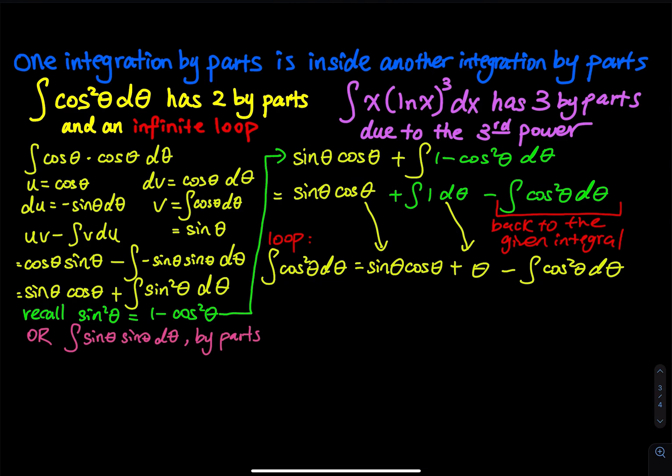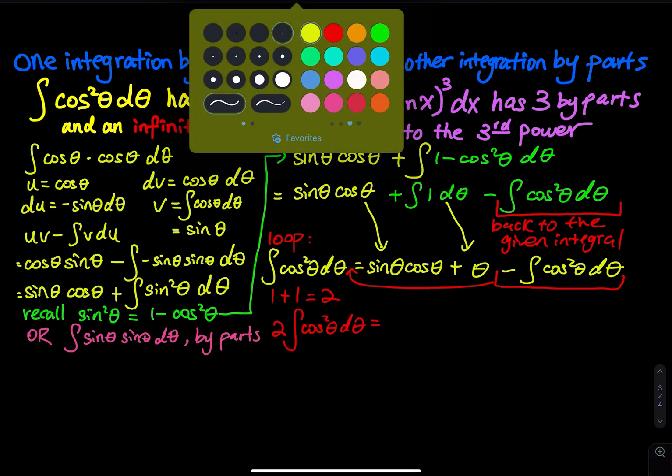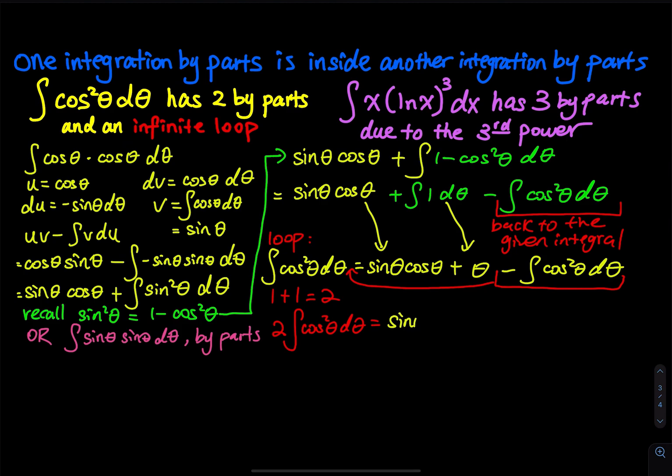That means I can just handle the loop like this. I'm going to take the minus cosine squared and put this back over here. Then what do you get? You have one of this, you plus another one of it, then you get two of this. So you have 2 times the integral of cosine squared equals 2, and then everything else, then you have sine of theta plus cosine of theta, and then plus theta, right?